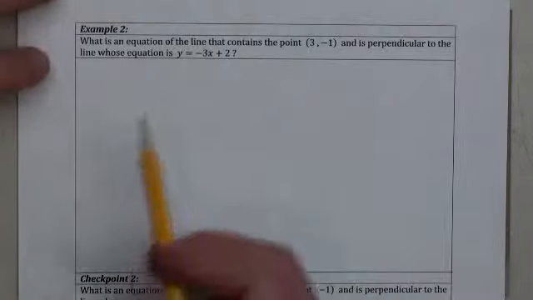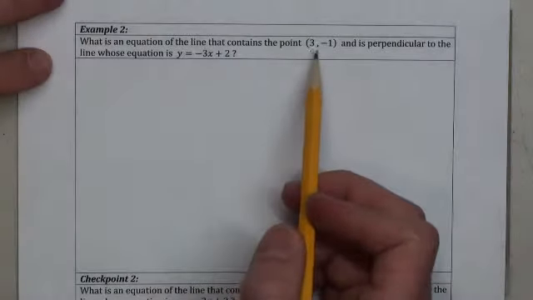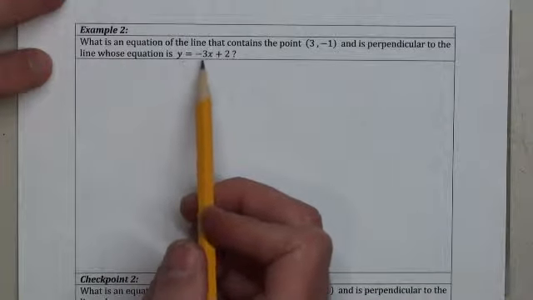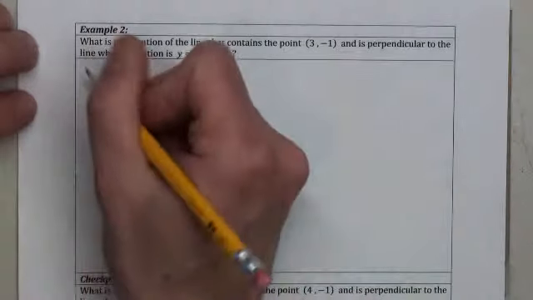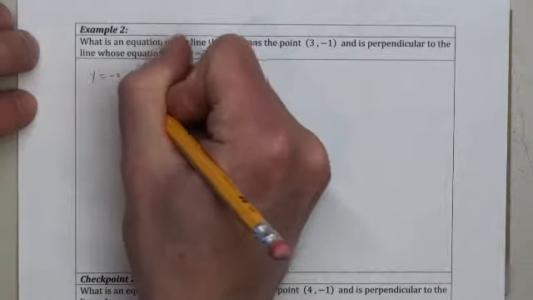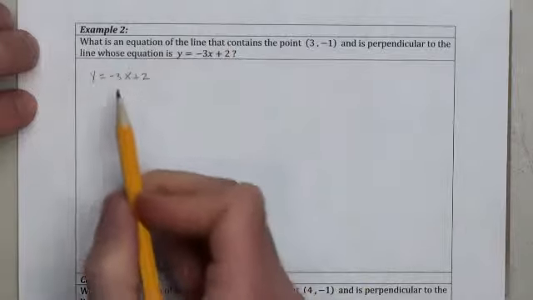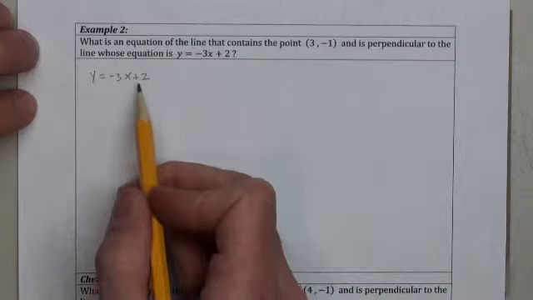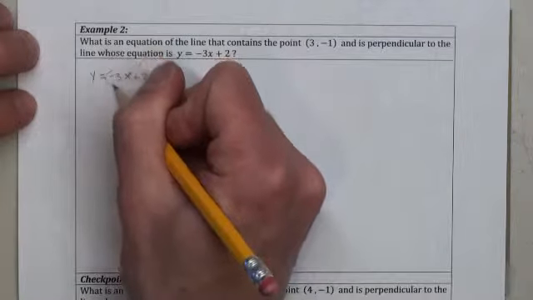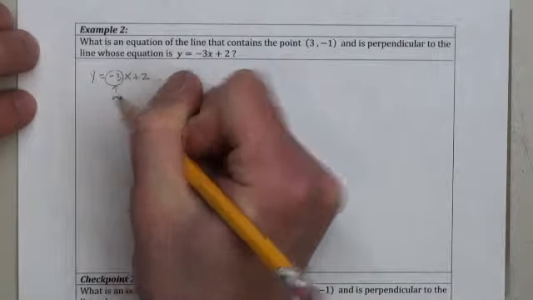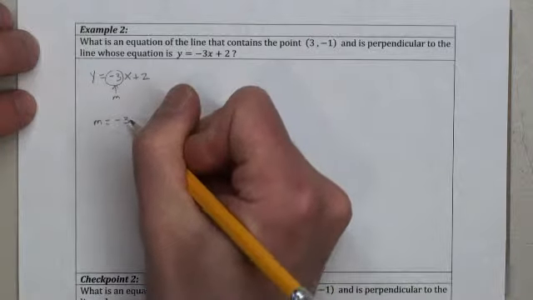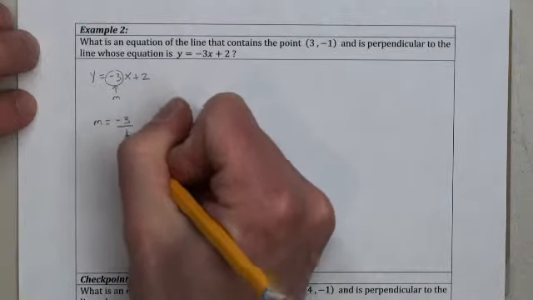Same type of problem. What is an equation of the line that contains the point 3 comma negative 1 and is perpendicular to the line whose equation is y equals negative 3x plus 2? So I'm going to take my equation that they gave me and I'm going to write it in y equals mx plus b form, but it already is in y equals mx plus b form. And I'm going to write down my slope. Okay, so m equals negative 3. But we want to write it as a fraction, so negative 3 over 1.